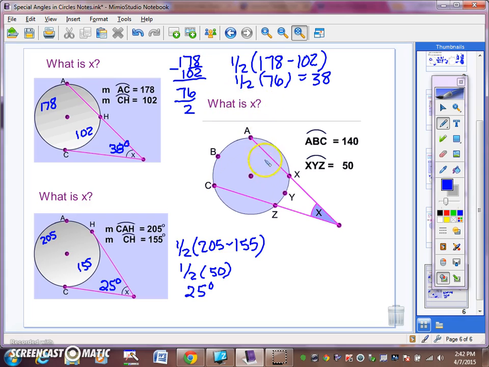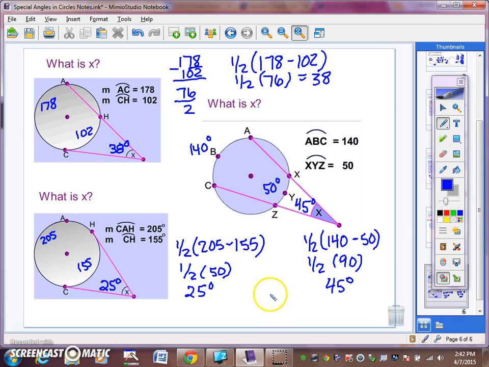What is x? Here we have the two secants. They tell me ABC is 140 degrees and XYZ is 50 degrees. So again, I'm going to take half the difference of the arcs. So 140 minus 50, that's going to give me 90, and half of 90 is going to be 45 degrees. So the measure of angle x here is 45 degrees.